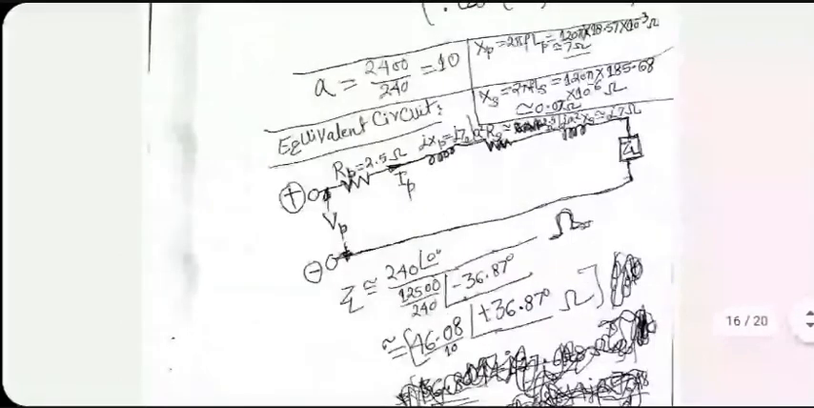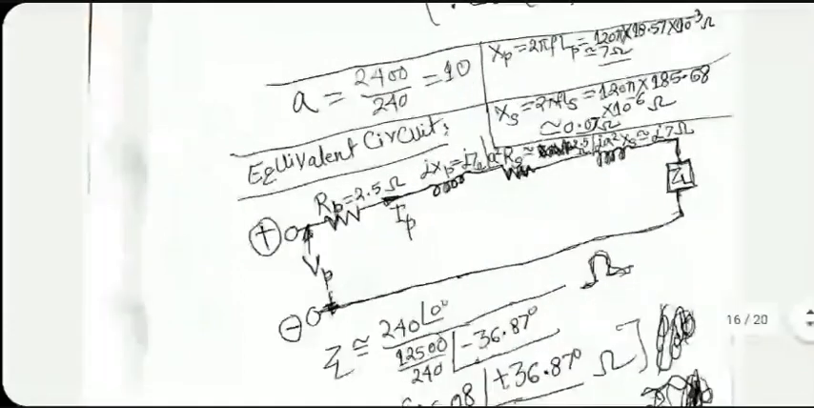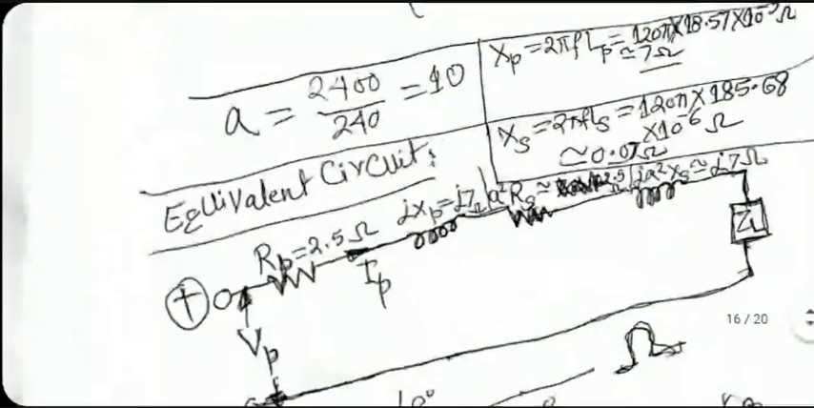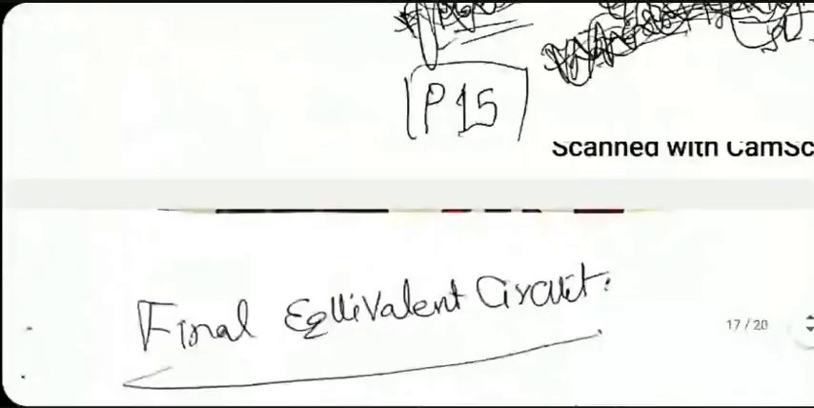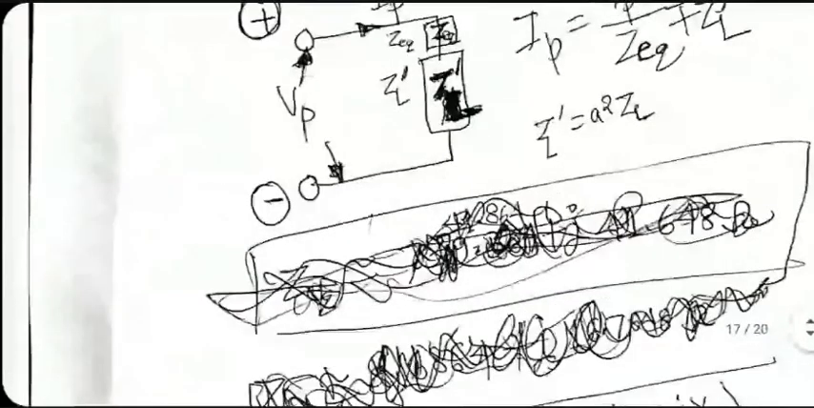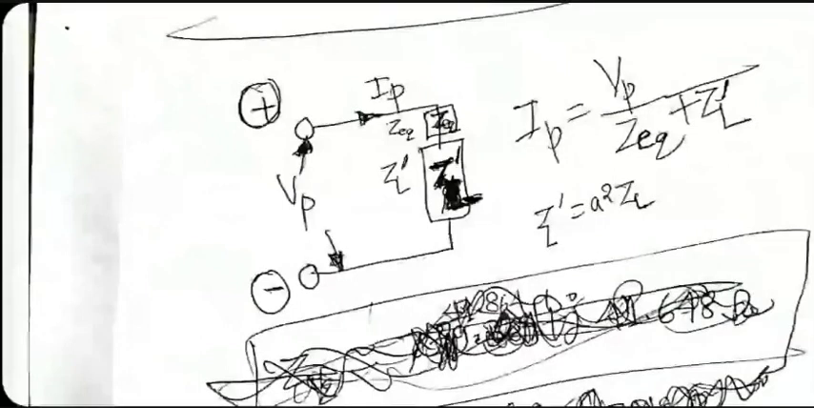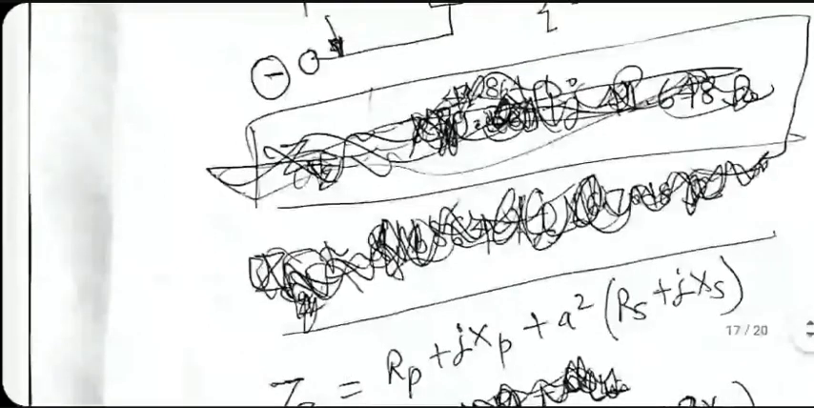Now, if you want to calculate the total IP, you can sum up everything in this series circuit. RP plus RS and jXP plus jXS. I've not done the calculation, you can do it yourself. And ZL will be there anyway, which would also actually be A square times the actual ZL. So I'm calling it ZL prime. Primary current now can be calculated using Vp divided by Z equivalent plus ZL prime.